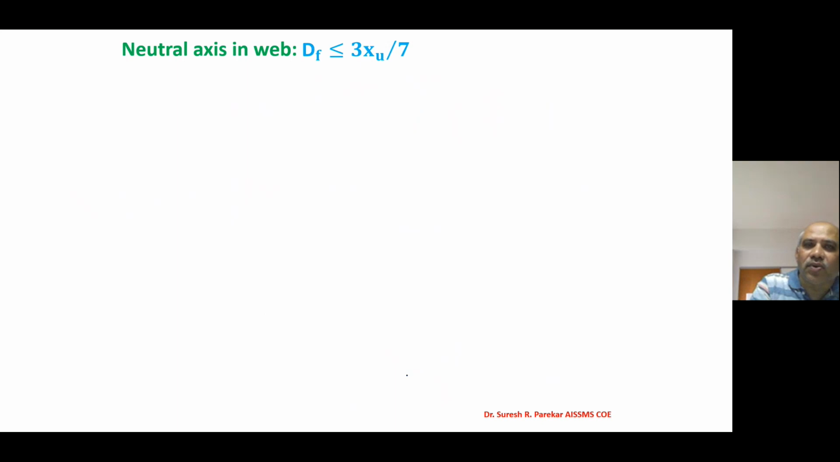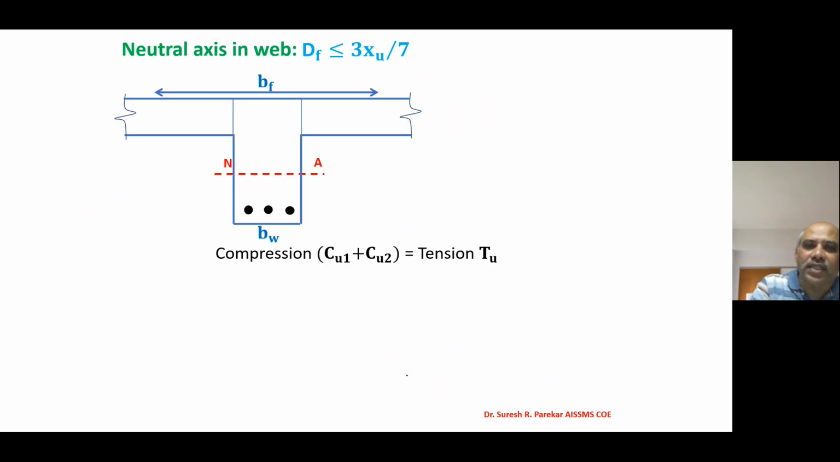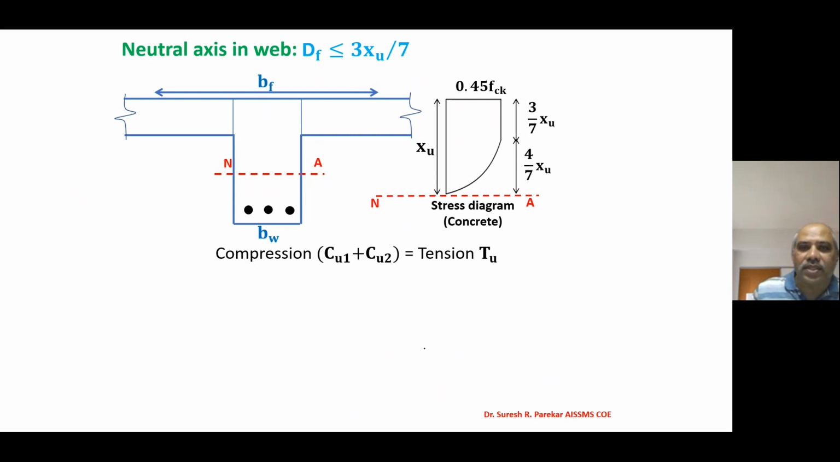Now we have two cases, neutral axis in web. First we are going to say DF less than or equal to 3/7 XU. Now you try to understand. So you can see this DF less than or equal to 3/7 XU. So my whole concrete have value of stress as 0.45 FCK. And therefore we have two parts now. We will go with XU, then D, then we have now one part, we have this, which is rectangular part.